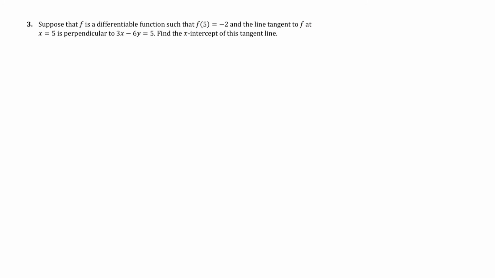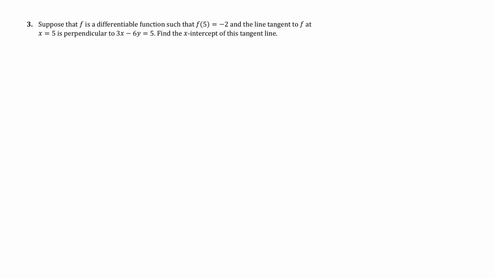Okay. So because I'm lazy, I'm just going to do that so I don't have to rewrite it. All right, suppose that f is a differentiable function such that f of 5 equals -2, and the line tangent to f at x equals 5 is perpendicular to 3x minus 6y equals 5. Find the x-intercept of this tangent line. All right, so we have a function f, and we want to find the x-intercept of a tangent line. When it all comes down to it, that's what we're looking at. We're looking at finding the x-intercept of a tangent line.